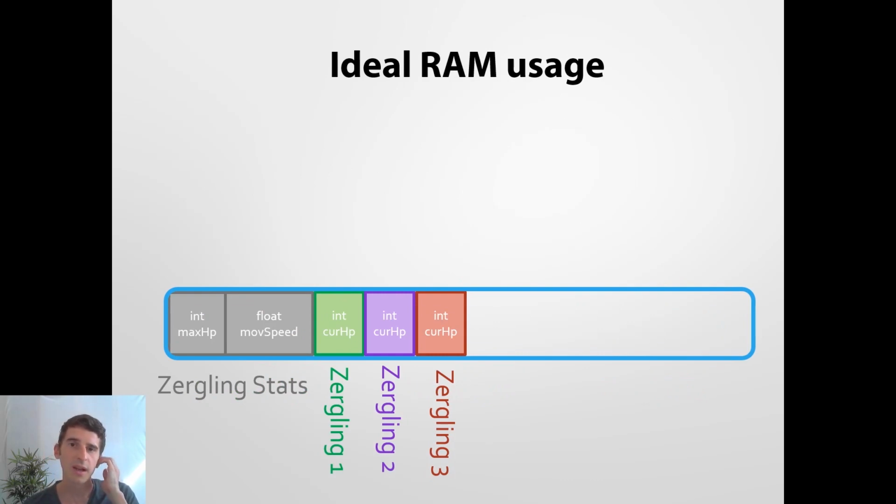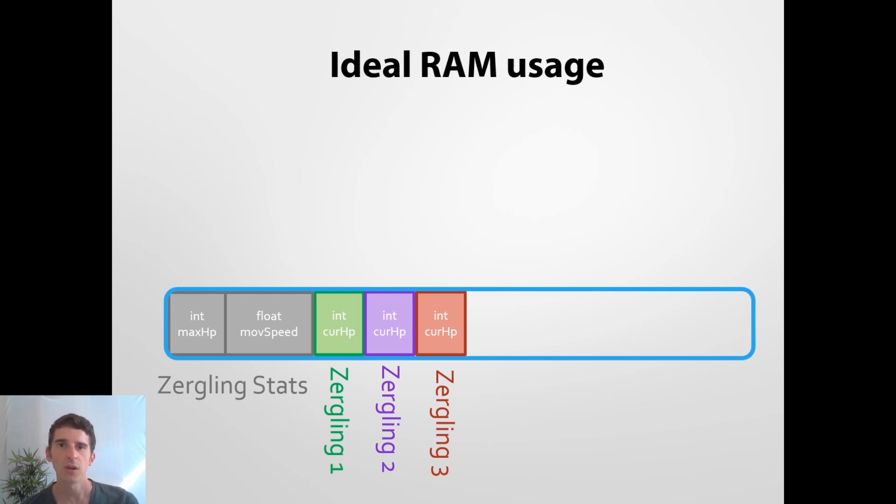So the ideal RAM usage would look something like this. You have first the general Zergling stats, okay? You have a max HP and a max movement speed. And then you have the variables you need for each single Zergling. So you need to have the current HP for Zergling 1, Zergling 2, and Zergling 3. So it's not completely accurate, but if you look at this graphic, you can see we only need about half the space in our RAM that we did before.